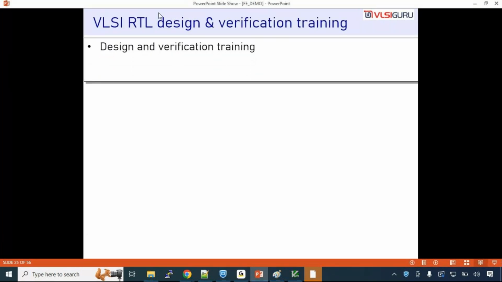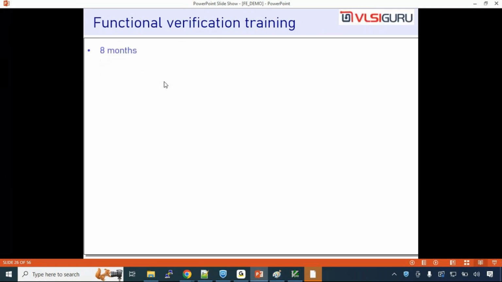Next, just talking about the functional verification training, the one course which most of you have enrolled for, whether we call it RTL design and verification training, design verification training, ASIC verification training, or functional verification training, everything is the same course. Let us talk about functional verification training. It is basically an 8 months course.